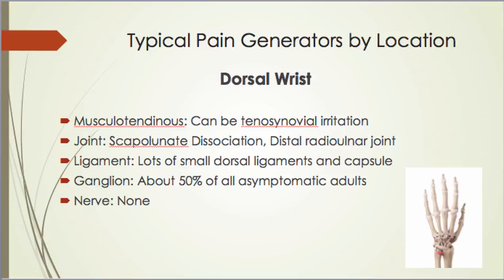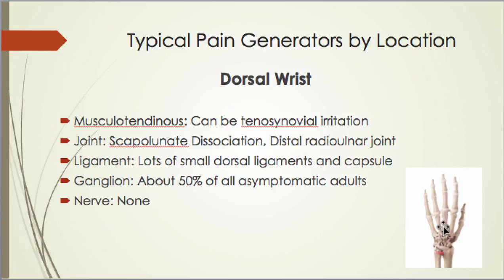Okay, moving on to the wrist. In the wrist, muscular tendinous problems on the dorsal side are usually because of tenosynovial irritation. So the common extensor tendons of the finger extensors are all surrounded by a tenosynovium, and those tissues can become swollen and irritated, but it's pretty obvious because they'll be swollen there. You can see the swelling. You can also have dorsal wrist pain due to scapholunate dissociation. I'll show you a picture of that later. Or distal radial ulnar joint disruption from trauma.